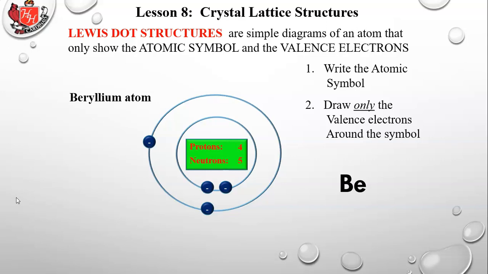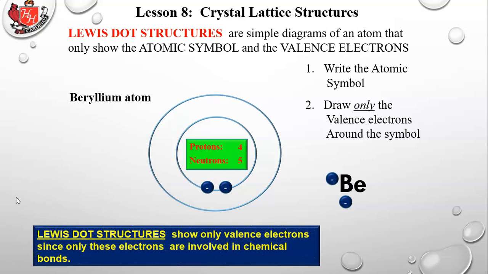So that's why I had you draw the electrons the way I did. Place 1 at the bottom, 1 off to the side, 1 to the top, 1 to the right, and so on. You keep repeating. So there's a reason for that way of drawing. So this electron would go there, and then this one would go there. And that's the Lewis dot structure for beryllium. Lewis dot structures show only valence electrons since only these electrons are involved in chemical bonds.